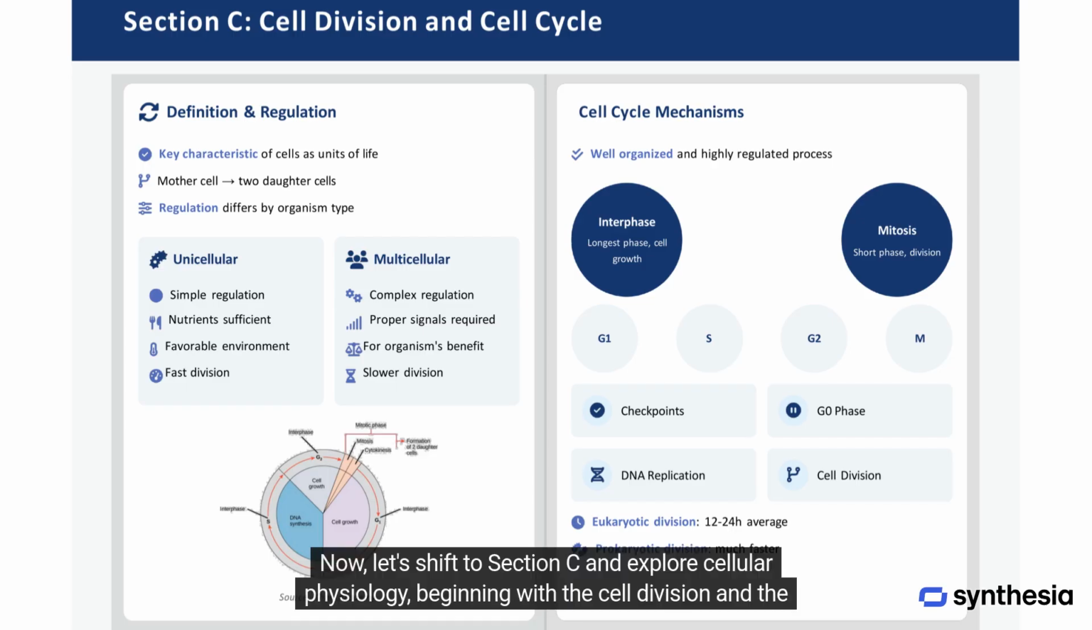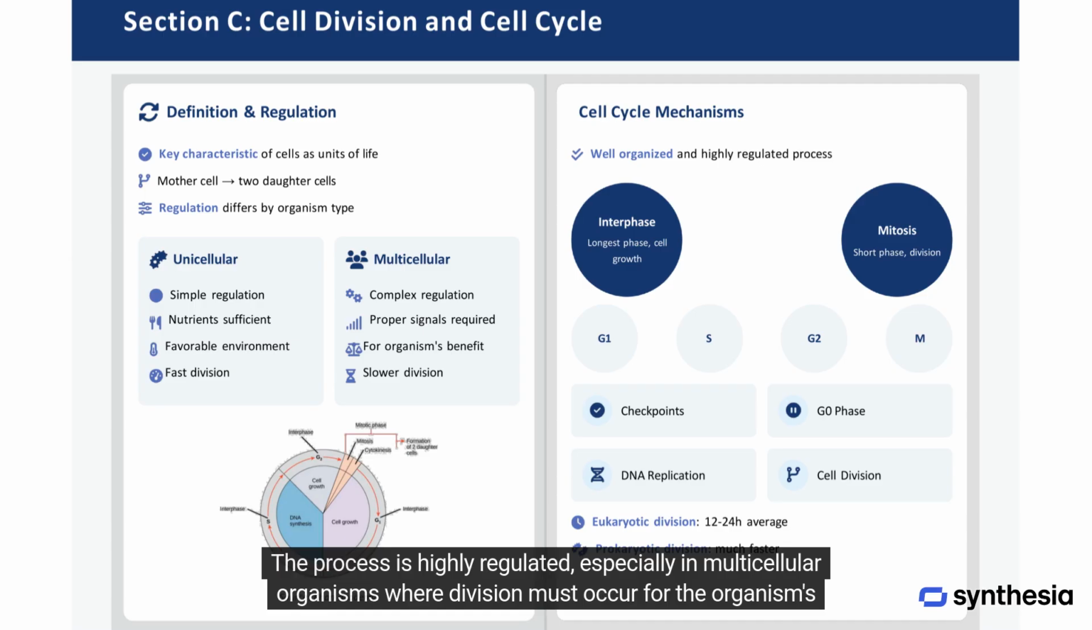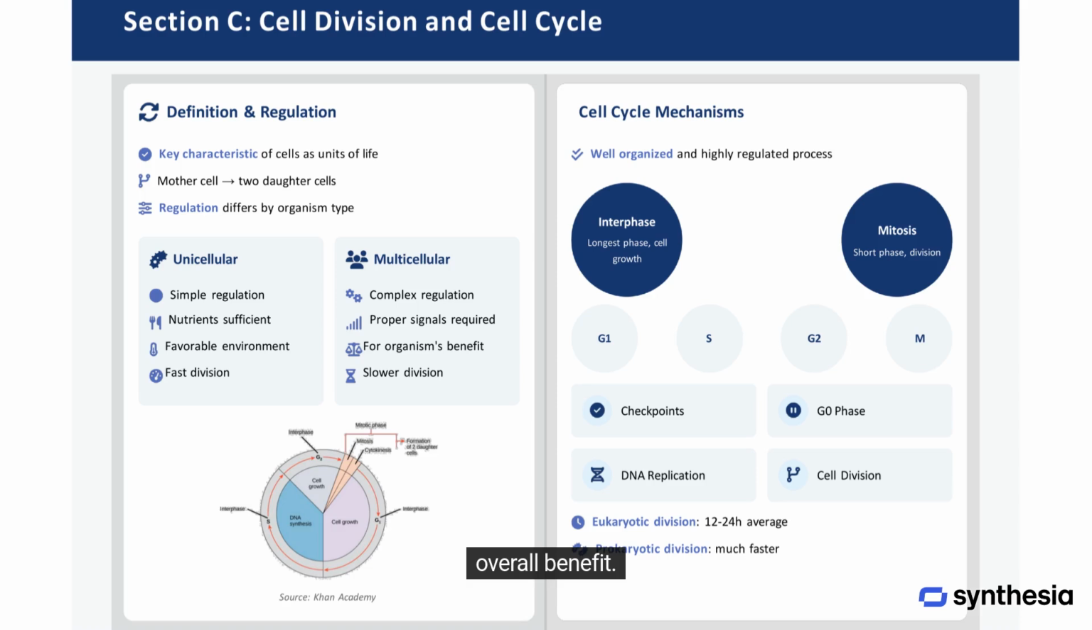Now, let's shift to Section C and explore cellular physiology, beginning with cell division and the cell cycle. This process, where a mother cell divides into two daughter cells, is a key characteristic of life. The process is highly regulated, especially in multicellular organisms, where division must occur for the organism's overall benefit.